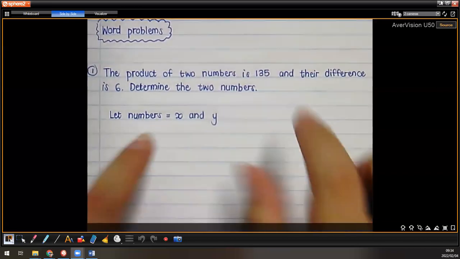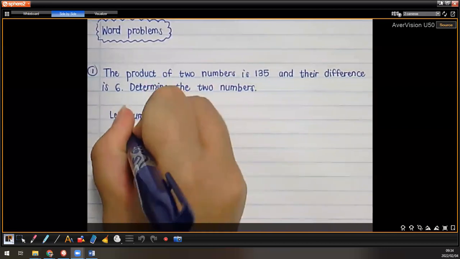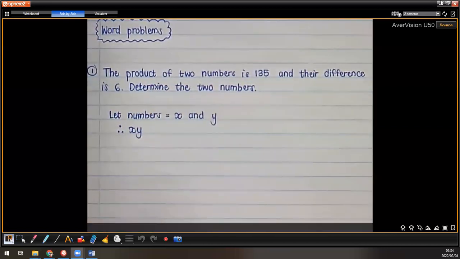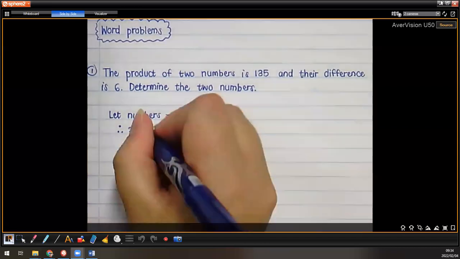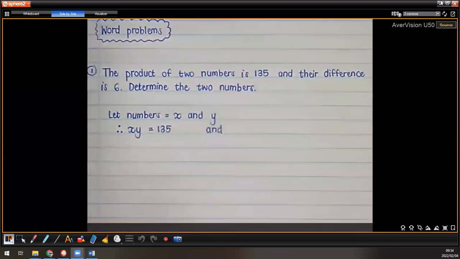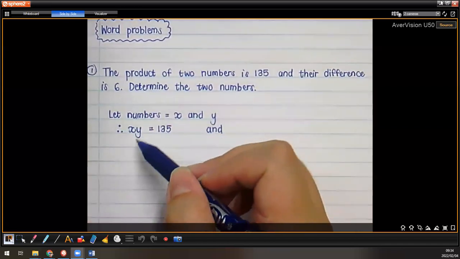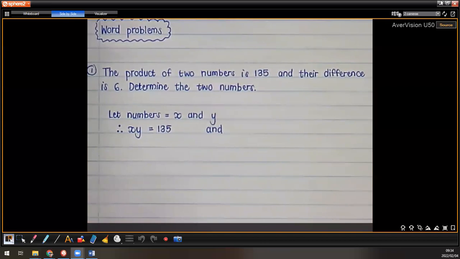Now we can use that to write equations for the two parts of information that they've given us. They've told us something about the product of the numbers, and then separately they're saying that their difference is 6. The product of the numbers means that they're multiplying, so x times y, we can write as xy. One number multiplied by the other one will be 135. That's from the first bit of information. And from the second bit of information, the difference is 6. So if we take one number and we minus the other one from it, it's 6.